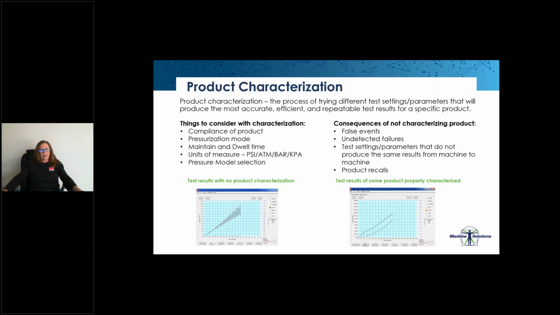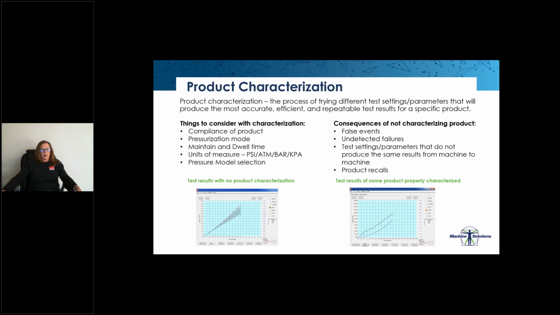I've talked a lot today about testing products, what parameters to use, which leads me to something that we call product characterization. Product characterization is the process of trying different test settings and parameters that will produce the most accurate, efficient, and repeatable test results for a specific product.